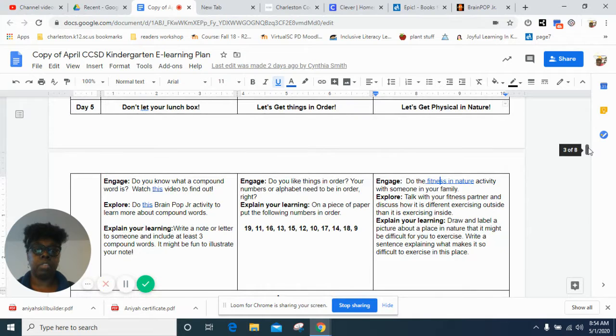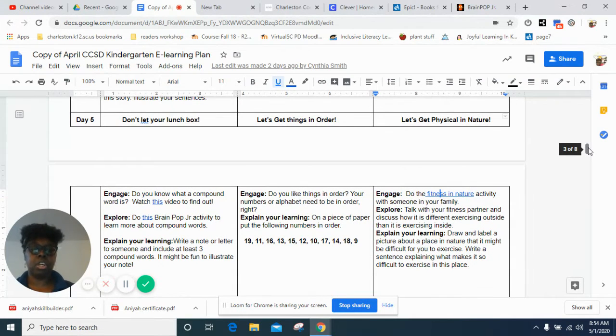Your choice word activity for today is let's get physical in nature. And I saw Faith riding her bicycle yesterday outside. Super job. So today, do the fitness in nature activity with someone in your family.